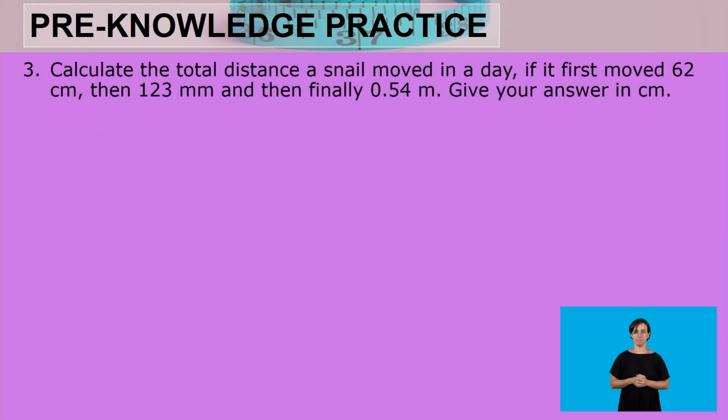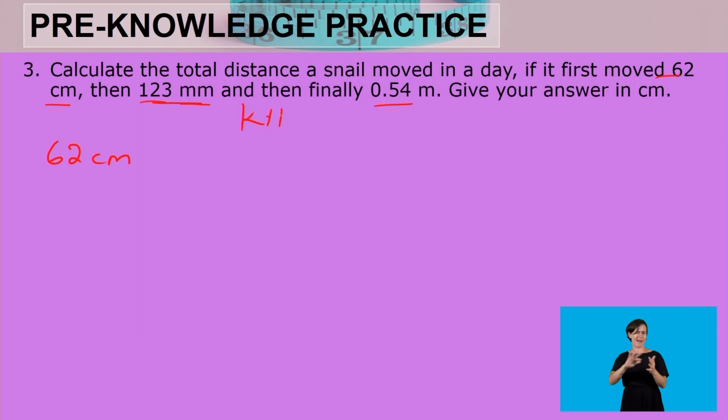Okay, then the next question, calculate the total distance a snail moved in a day. If it moved 62 centimeters, then another 123 millimeters, then finally 0.5 meter. Give your answer in centimeters. So it means we must convert all our units to centimeters. The first one that we have is 62 centimeters. There's no need to convert that.